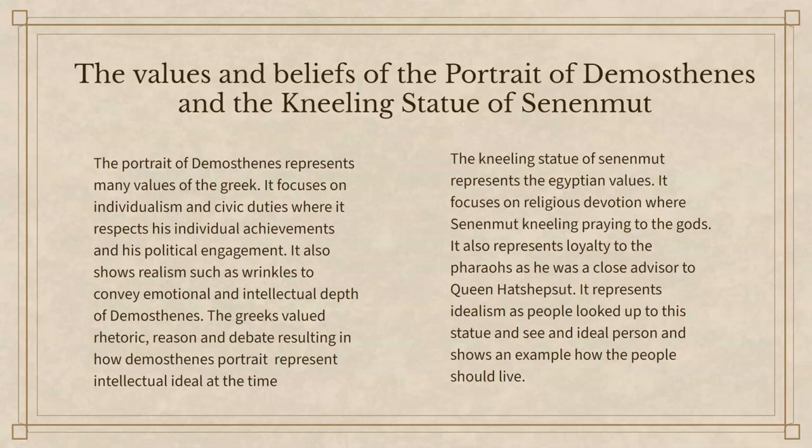Humanism and realism. In the Hellenistic period, Greek art became more realistic and humanistic. The portrait of Demosthenes likely shows signs of aging, concern, and inner struggles, conveying the emotional and intellectual depth of the individual. This reflects Greek beliefs in the importance of portraying the human condition in art.